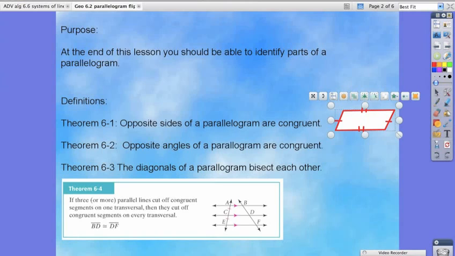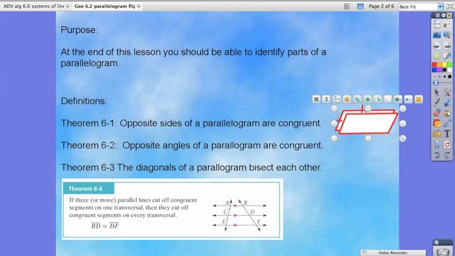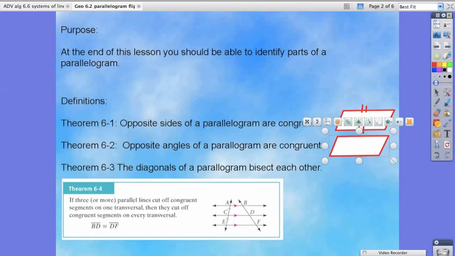Theorem 6.2 states that opposite angles of a parallelogram are congruent. So in this one, they're saying that this angle is congruent to this angle, opposite angles, and this angle, which we're going to distinguish with the two arcs, or in this case ugly arcs, these two are congruent to one another. Now, Theorem 6.3 states the diagonals of a parallelogram bisect each other.